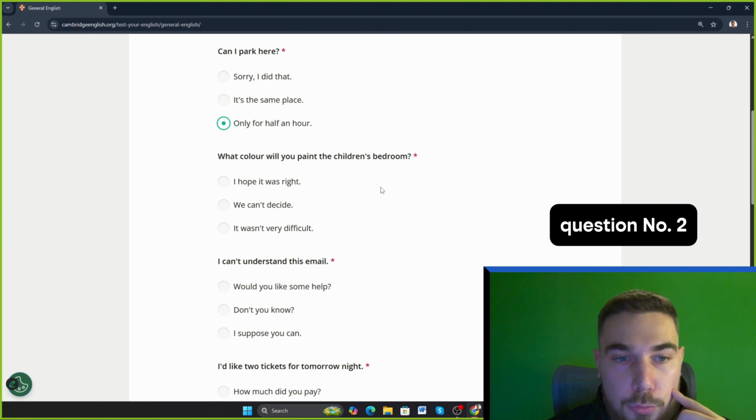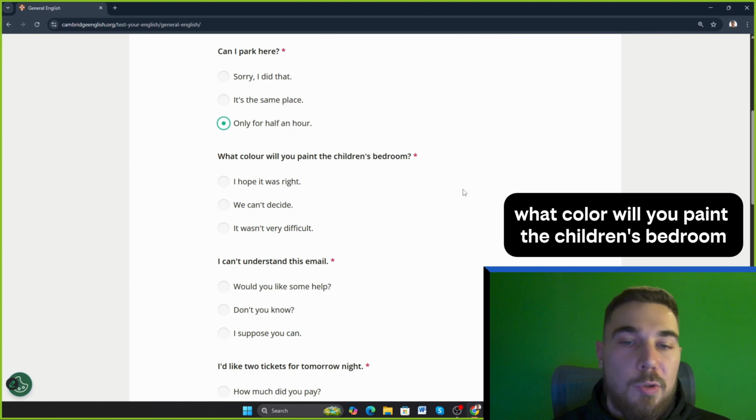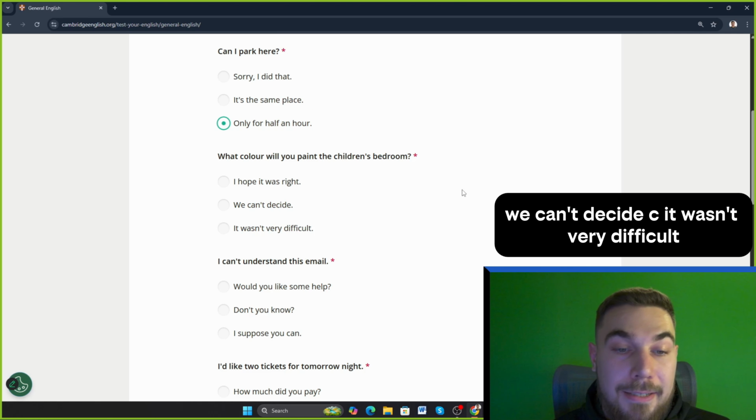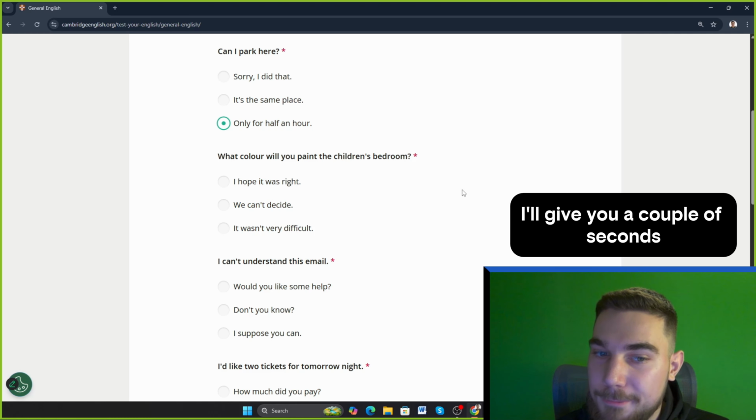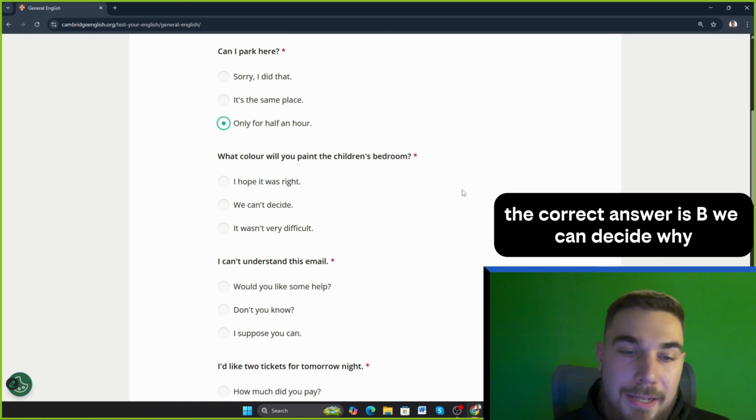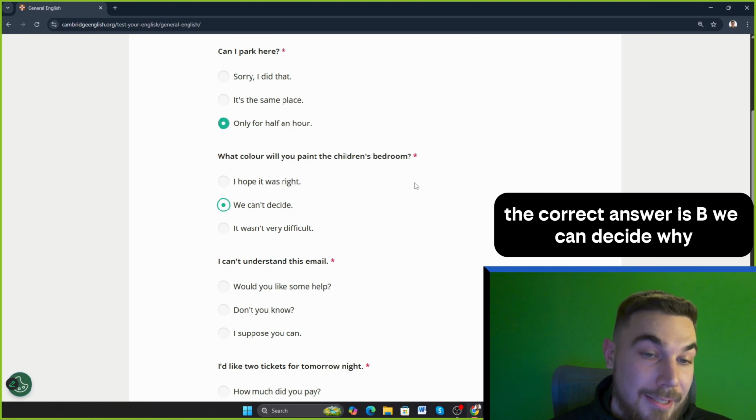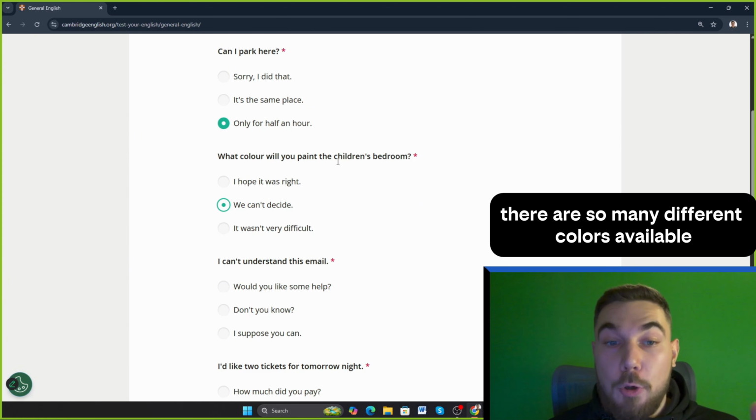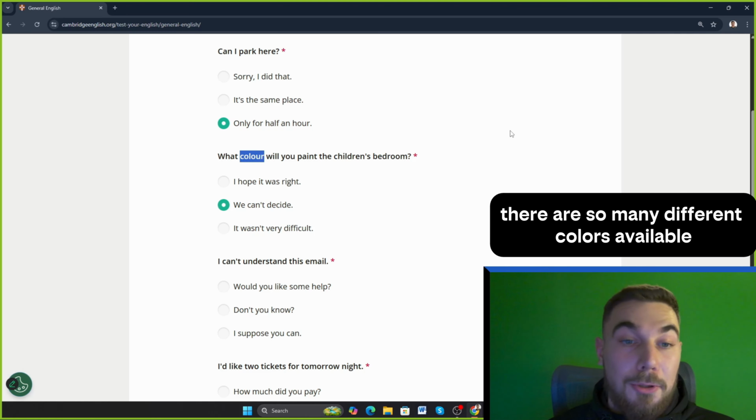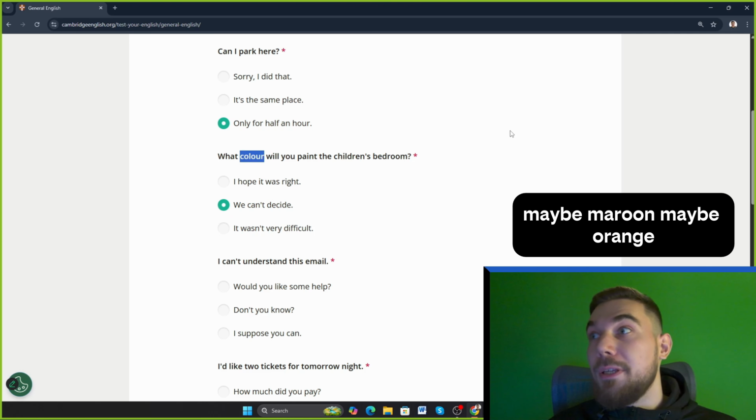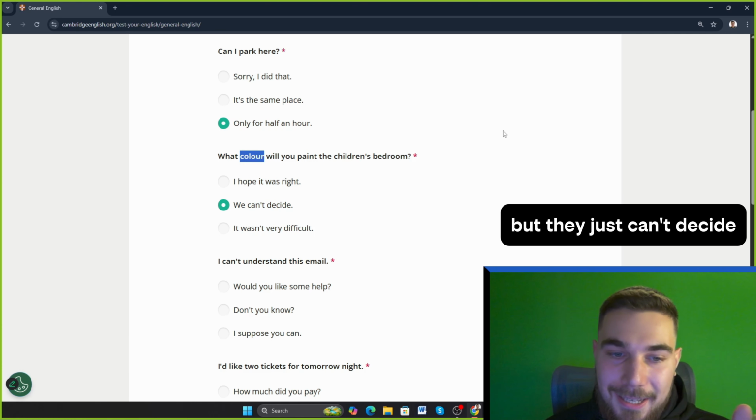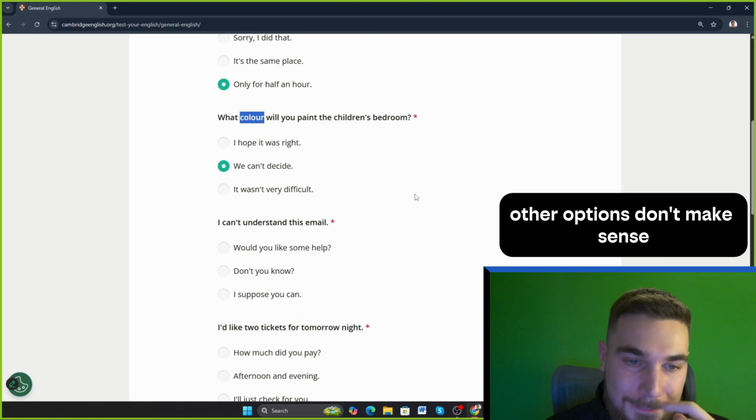Question number 2, what color will you paint the children's bedroom? A, I hope it was right. B, we can't decide. C, it wasn't very difficult. I'll give you a couple of seconds. The correct answer is B, we can't decide. Why? Well, again, it's all about the context. There are so many different colors available. Maybe they're thinking about blue, maybe maroon, maybe orange, but they just can't decide. Other options don't make sense.